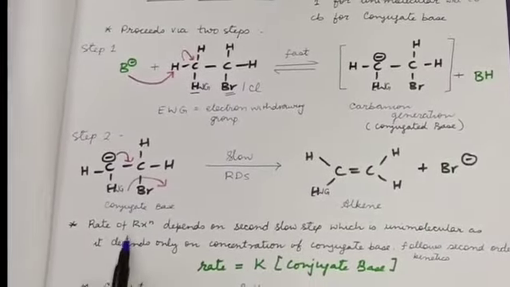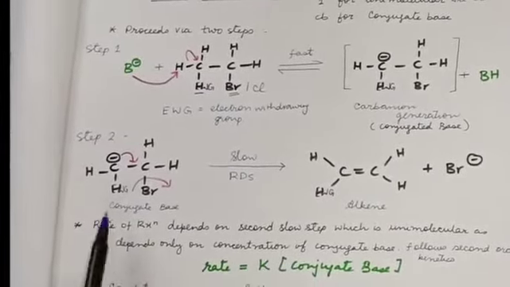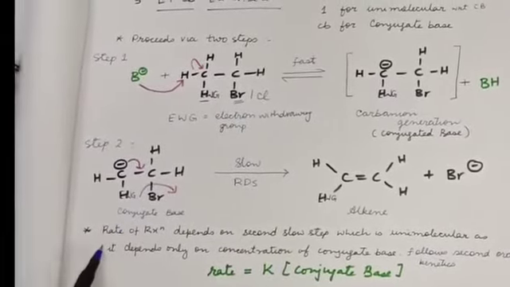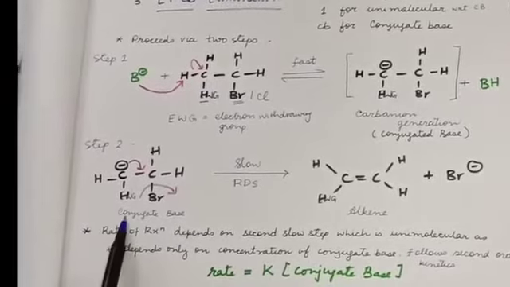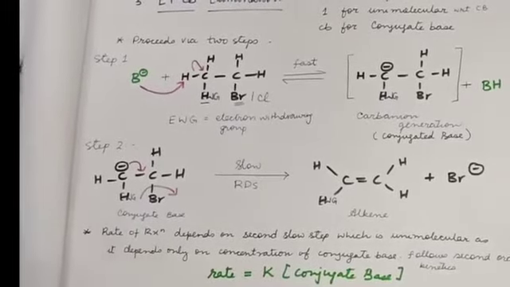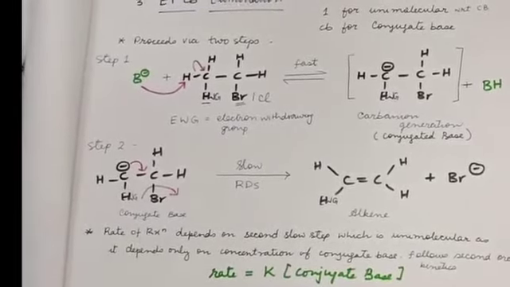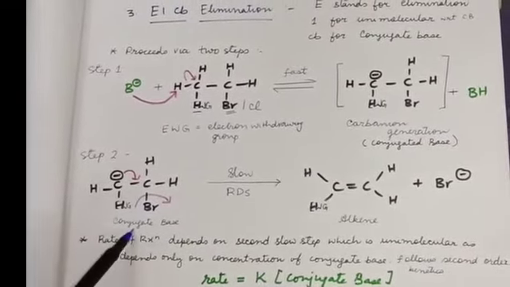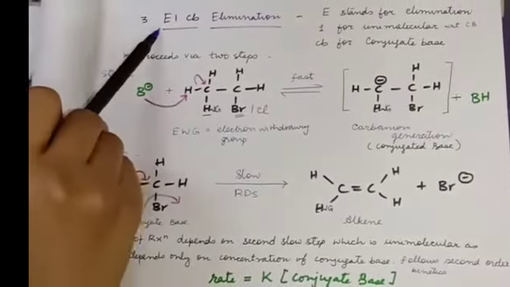Okay, and then what happens is the rate determining step is the second step. So the rate of the reaction will depend on the concentration of the conjugate base. Okay, so this will follow second order kinetics, but it is unimolecular with respect to the conjugate base, and that's why it is given the name E1CB.